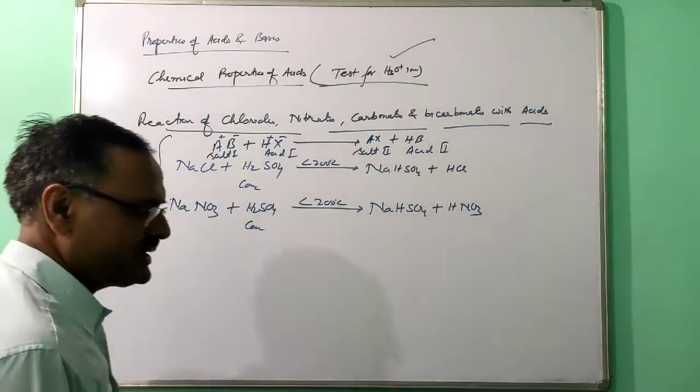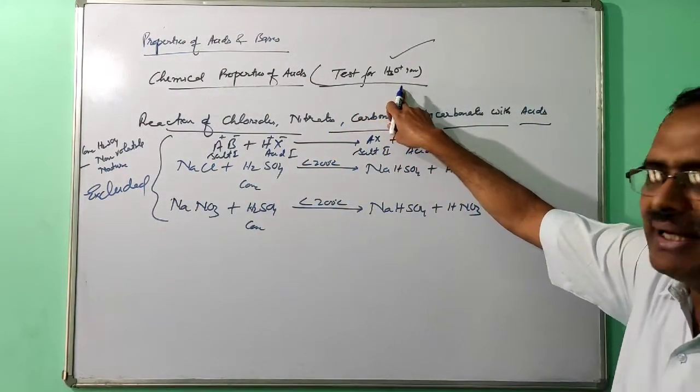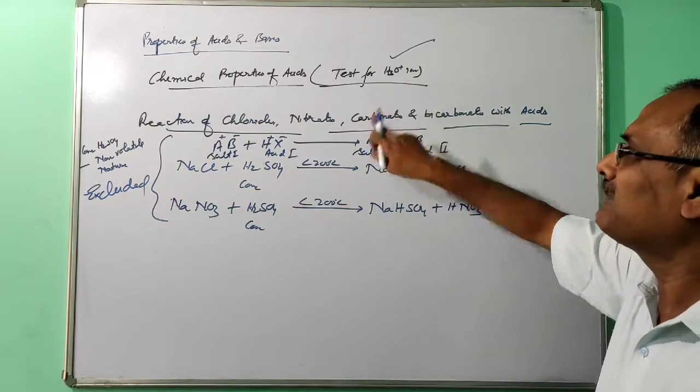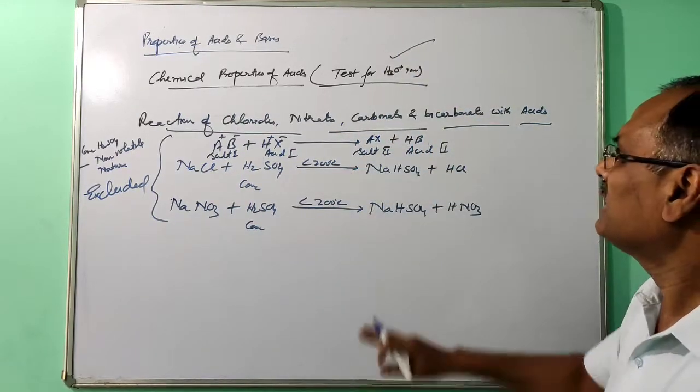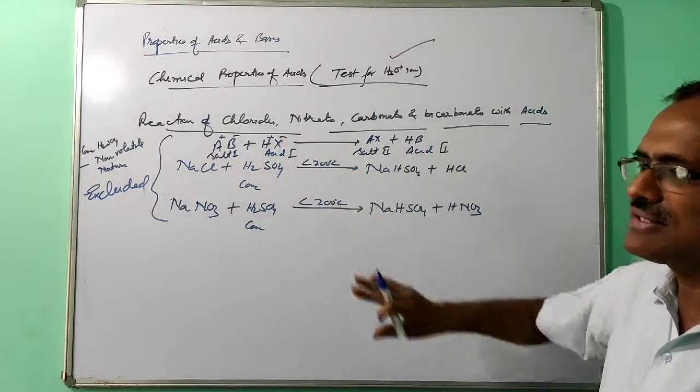This means these two equations will not come under acidic property, because you have written the test for hydronium ion. In your book also this heading is given. It means whatever reactions you are studying will come under the heading of the test for hydronium ion. So these two reactions are excluded.